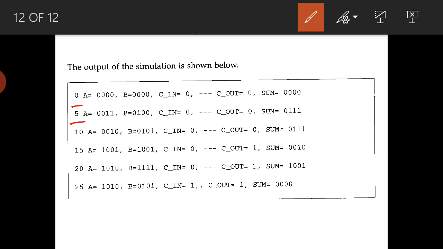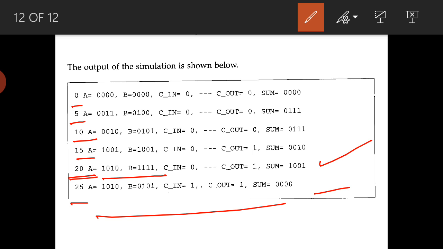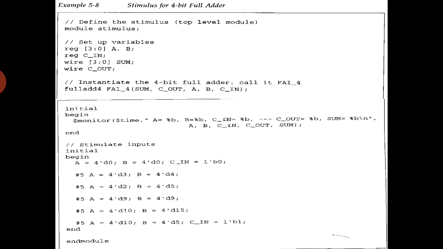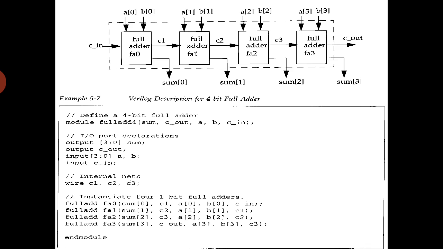Dollar time prints the time. At each time, whatever value changes and whatever output changes will be displayed. So this is the difference with dollar monitor: we use it only one time. Otherwise, if I had used dollar display, I would have needed 6 statements. Okay, so this is how we need to write the stimulus block and the design block.